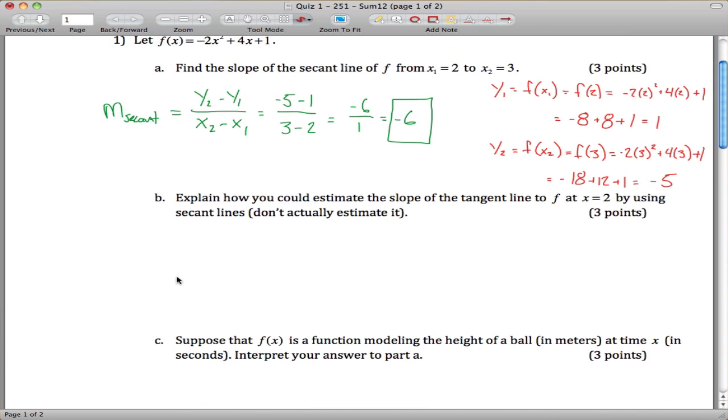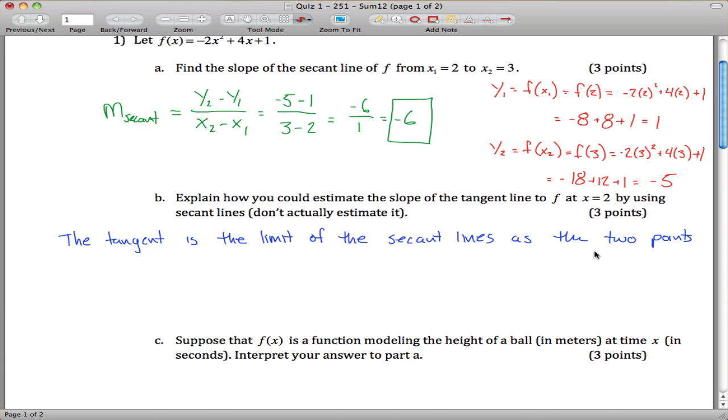All right, moving on. Part B, explain how you could estimate the slope of the tangent line using secant lines for this function at this point. Okay, so everyone's answer will be a little bit different here, but basically the idea is the tangent line is the limit of the secant lines as the 2 points get close together.